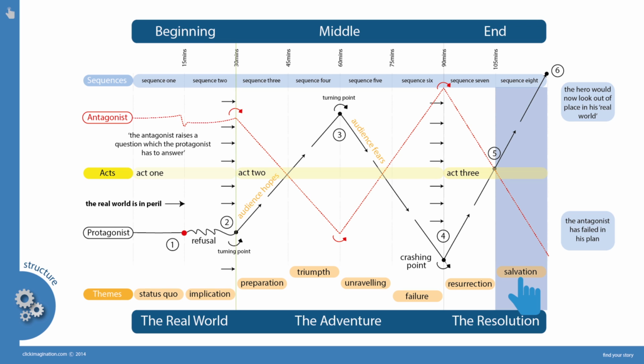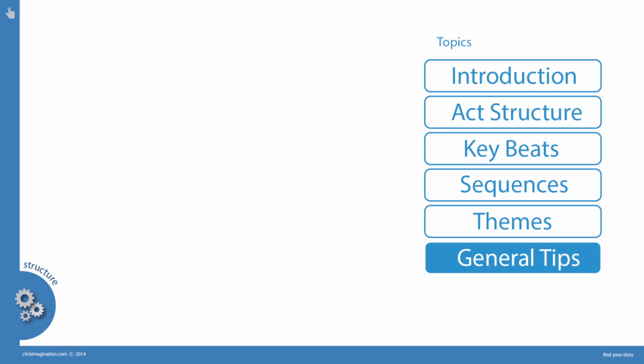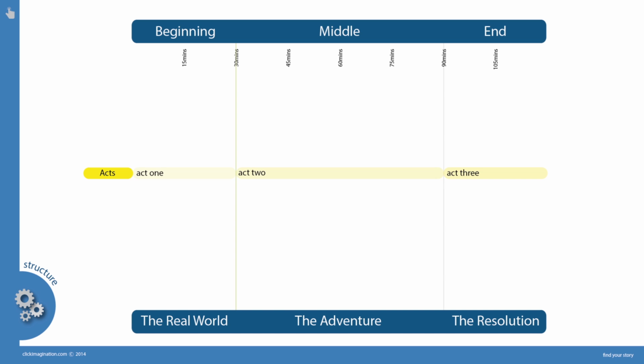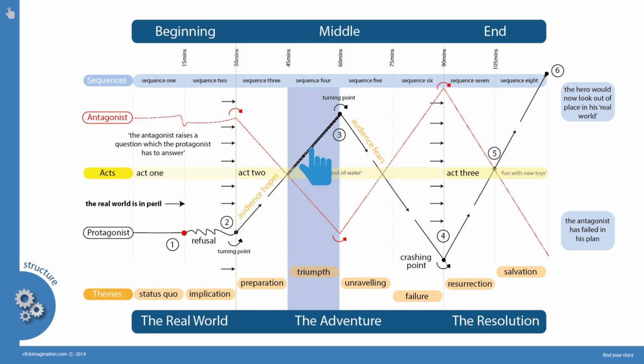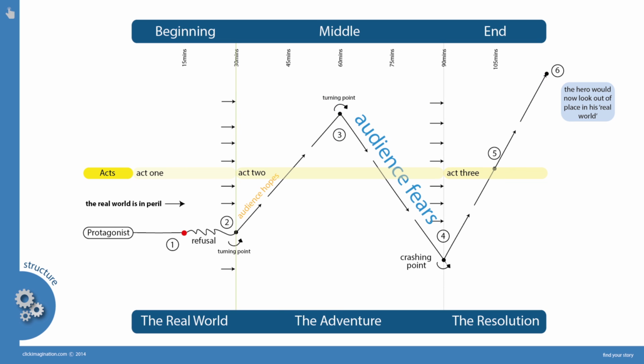So we know all about act structure, key story beats, sequences and themes. With practice, you'll learn to recognise them in the films you watch and also the ones you write. Understanding structure doesn't make a good writer bad, but it can give a writer a framework upon which to build or review their story. Understanding structure provides a framework for discussion to allow writers, editors and producers to talk with confidence about a story and make improvements.